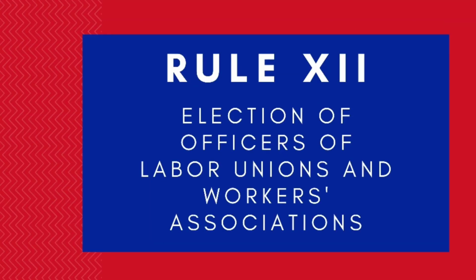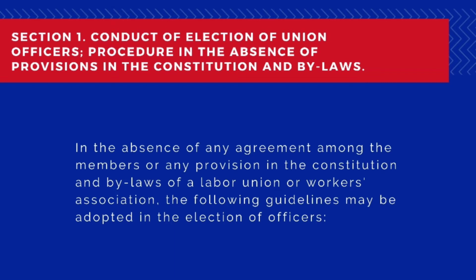Rule 12. Election of officers of labor unions and workers' associations. Section 1. Conduct of election of union officers. Procedure in the absence of provisions in the Constitution and bylaws. In the absence of any agreement among the members, or any provision in the Constitution and bylaws of a labor union or workers' association, the following guidelines may be adopted in the election of officers.